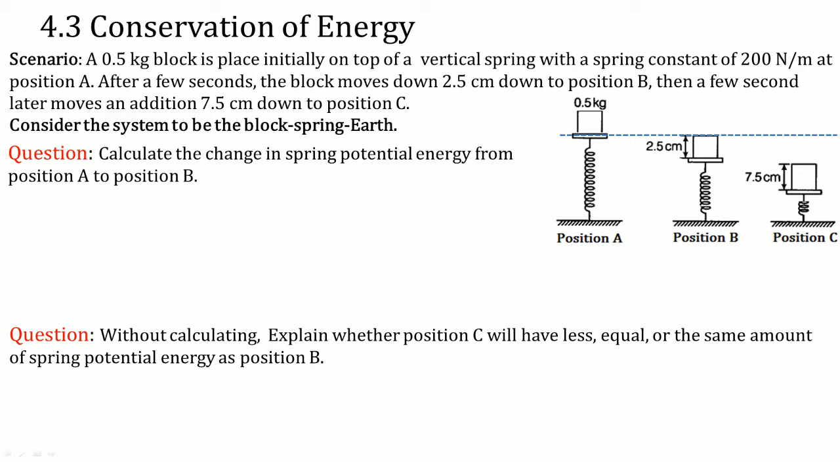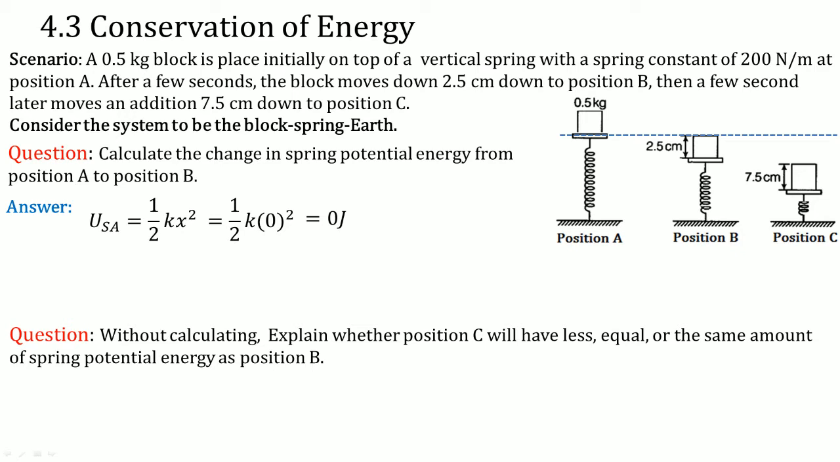Question: calculate the change in the spring's potential energy from position A to position B. The answer: the spring potential energy U_s at A is defined by 1/2 kx squared. K is the spring constant and x is its displacement away from equilibrium. Notice the x here is equal to 0 because the spring is at equilibrium. There was no displacement, so it's still at 0 joules.